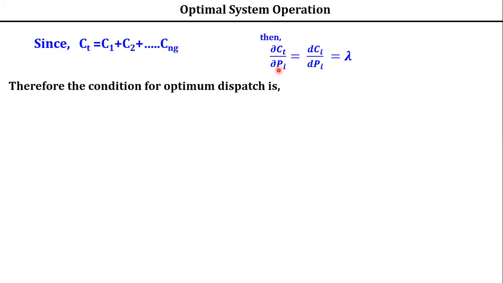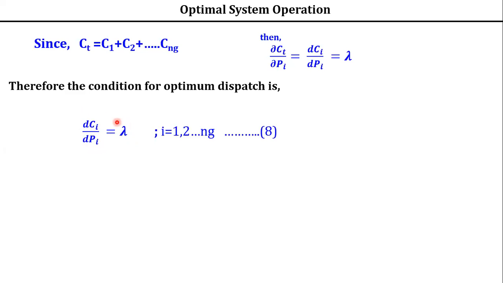So now from this one, what is the condition for optimal dispatch, or optimum dispatch? You can see the condition for optimal dispatch is dCi by dPi is equal to lambda. So this lambda is known as incremental fuel cost. Understood. So this incremental fuel cost lambda, we started with it as a Lagrangian multiplier, isn't it? So this Lagrangian multiplier will become the incremental fuel cost in the solution. Clear? Now onwards, we will call this incremental fuel cost equal to dCi by dPi.